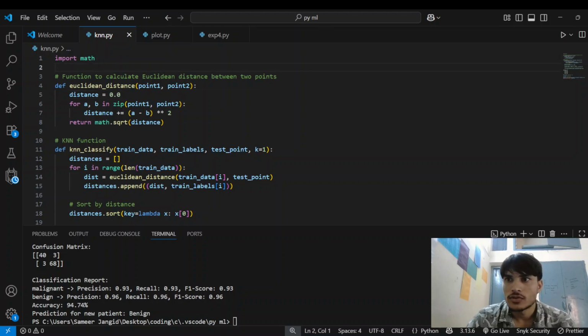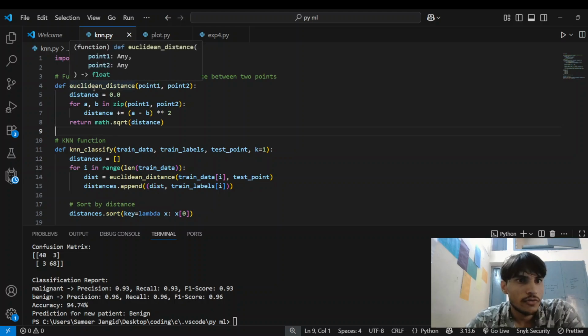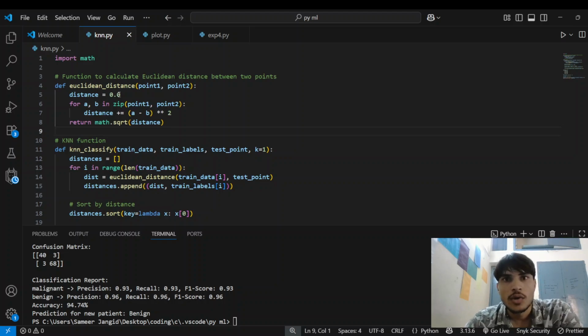For this, first we are looking at the code of a simple KNN algorithm. This KNN algorithm has some steps. The first step is finding the shortest distance between the trained data and the testing data. After that, we define the value of k.